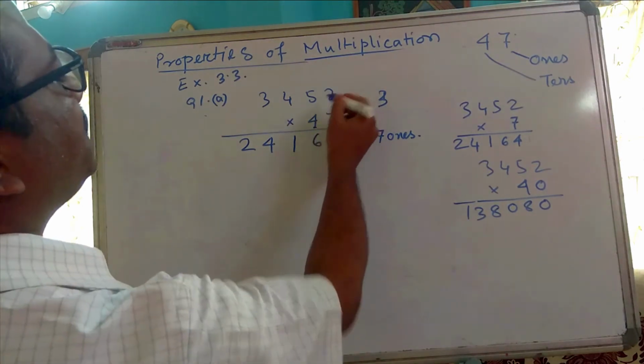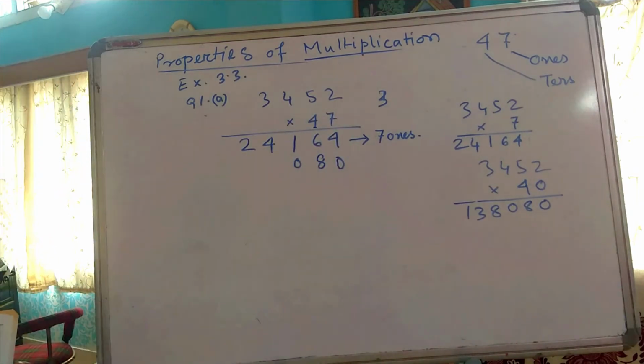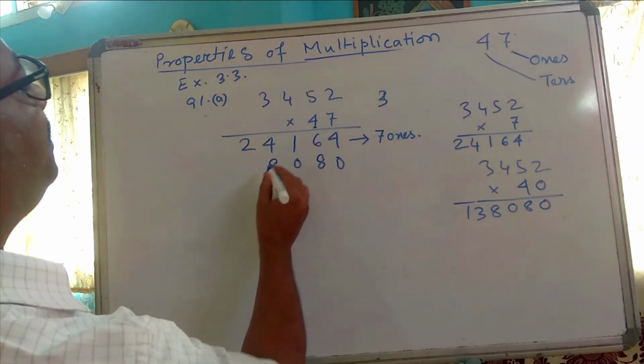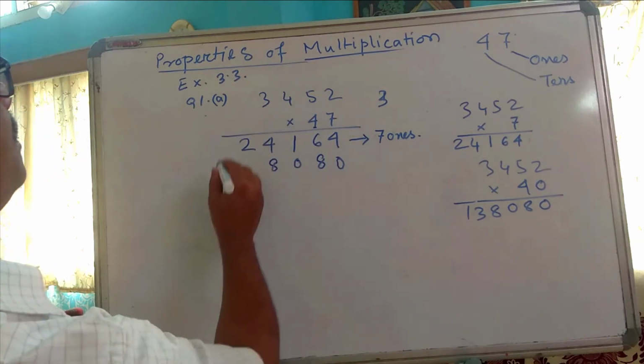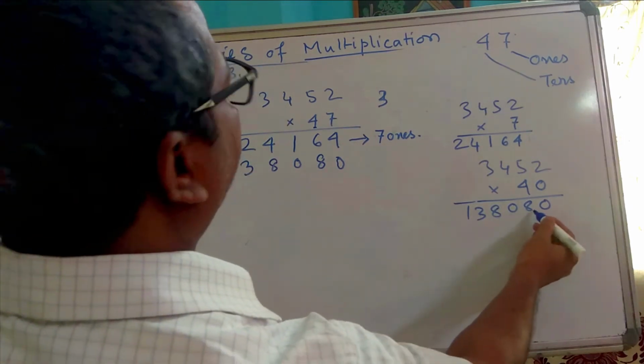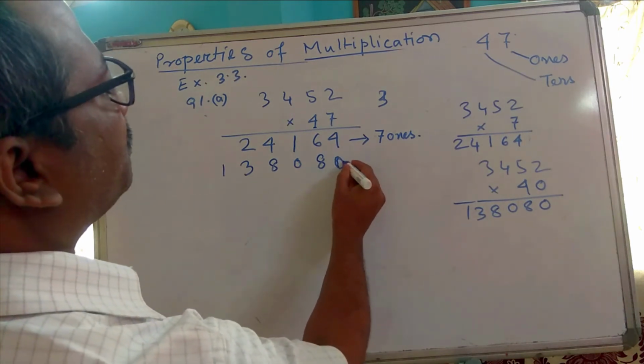And 4 twos are 8, 4 fives are 20, 2 left, 4 fours are 16, 17, 18, 1 left, 4 threes are 12, 1, 13. See, 138080. Why have we put 0 here?